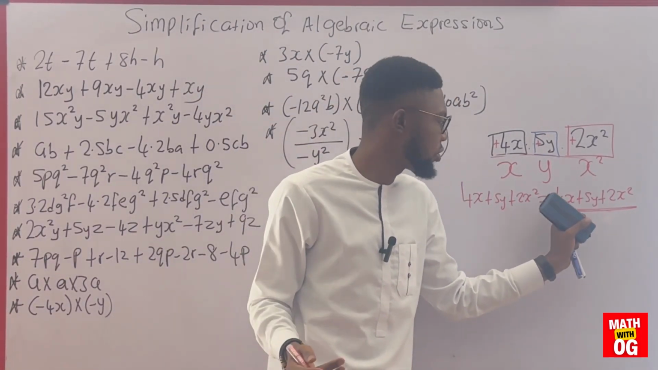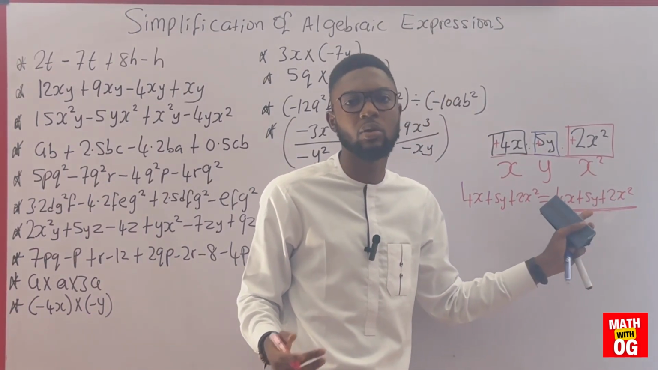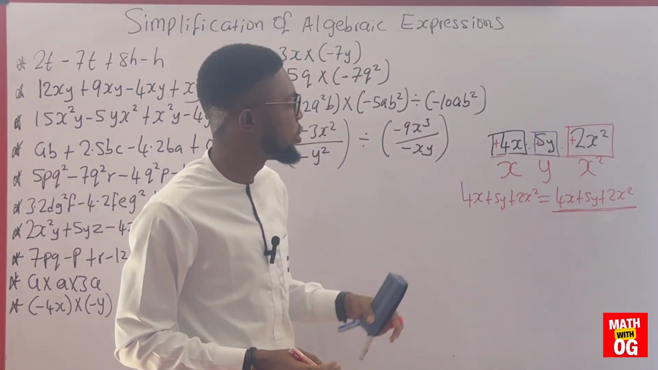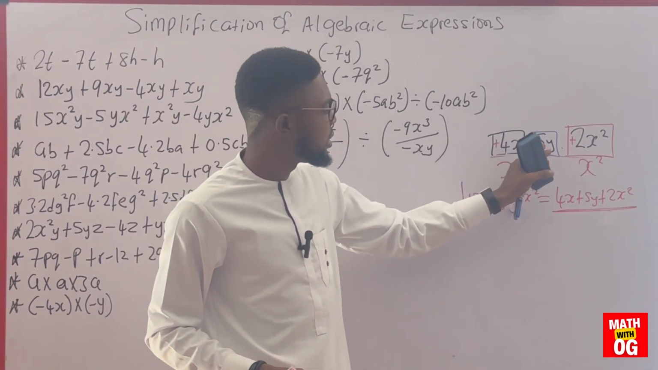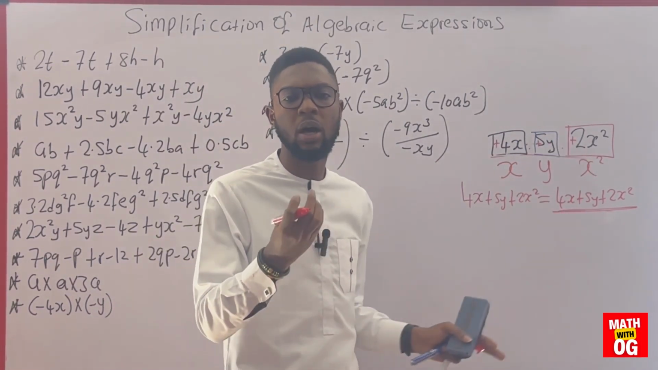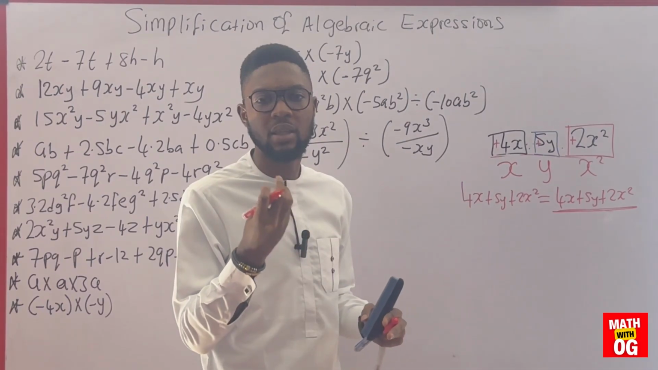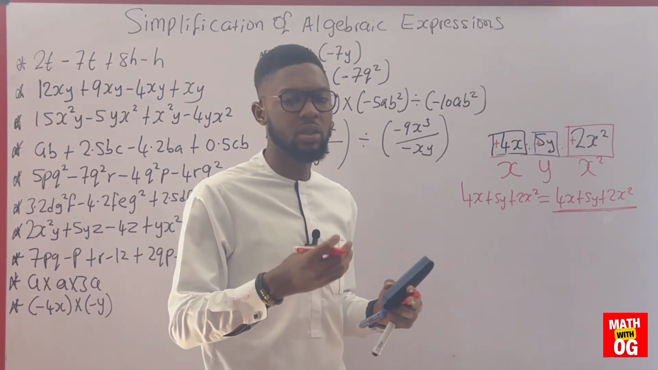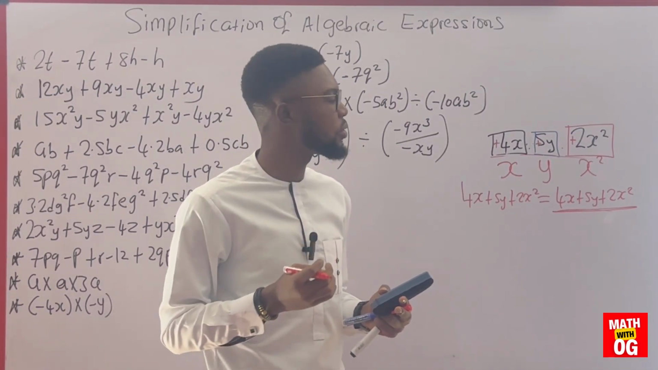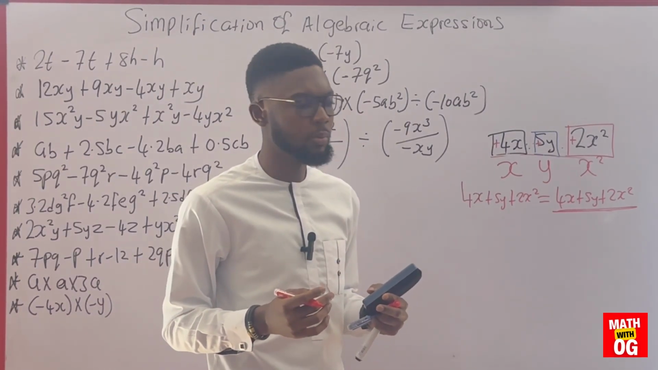When we get to factorization, you will see that you can factorize these two guys because there's something common to them. So you should know that this is a term, this is another term, and this is the third term. You can only add and subtract like terms. But for multiplication and division, whether they are like terms or not, you can easily multiply them.